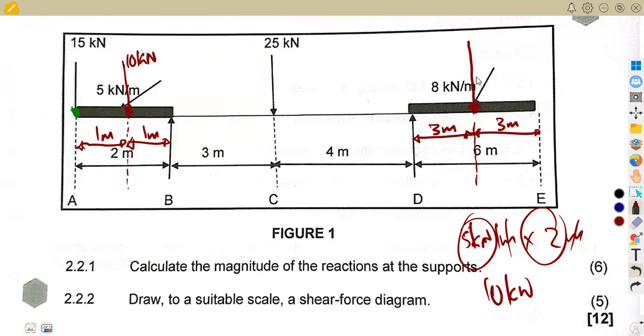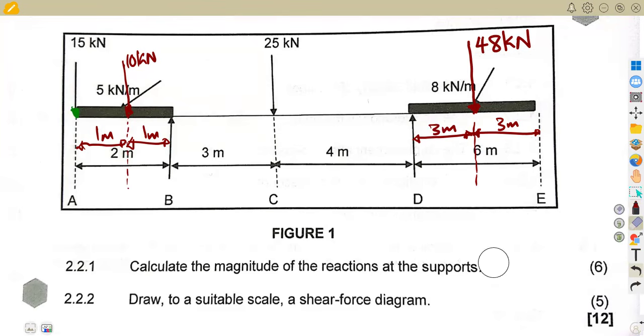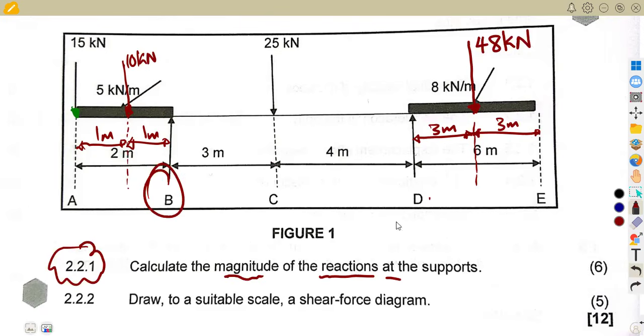But the total force is going to be 8 kilonewton per meter times the distance of 6 meters. If you multiply 8 times 6, we obtain 48, so this will be 48 kilonewton. You take it as 48 kilonewton acting 3 meters from point D and 3 meters from point E. That is what we can do when analyzing our diagram. So 2.2.1 was to calculate the magnitude of the reactions at the supports, which are at B and at D.